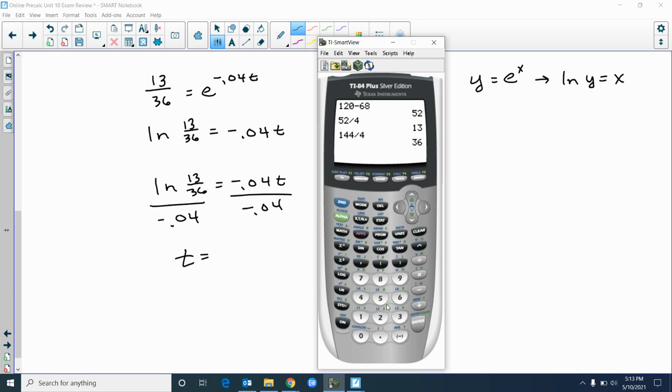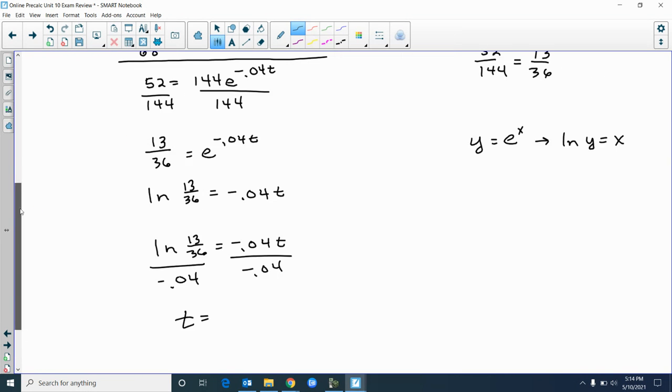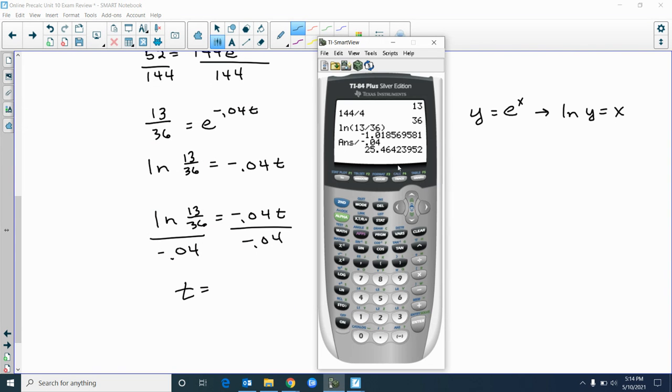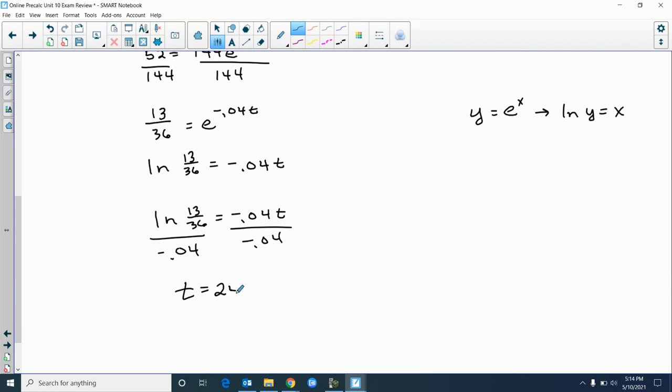And I'm using my calculator here. So you do natural log, which is ln. And in this case, you have to use natural log. You cannot use the log button. 13 divided by 36, divided by negative 0.04. The directions say round to the nearest minute, to the nearest whole minute. So 25.46, the nearest whole minute would be 25. So t would equal 25 minutes.